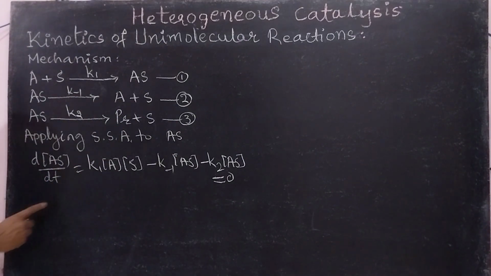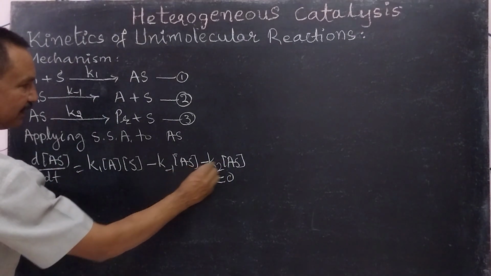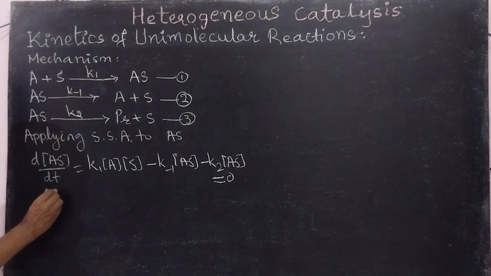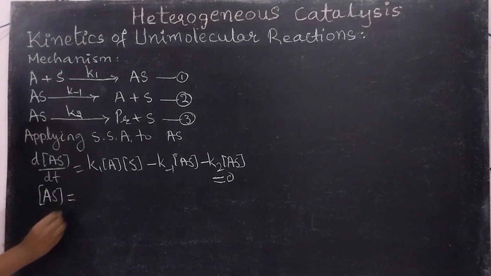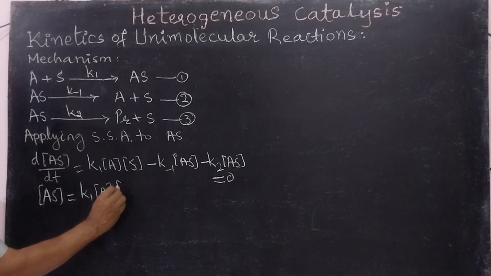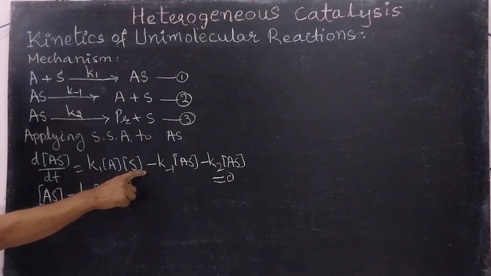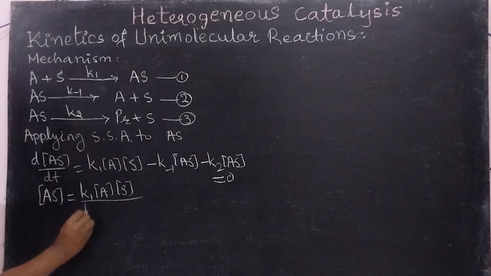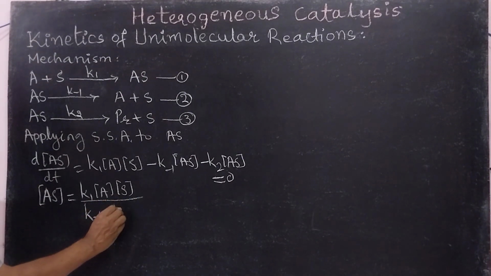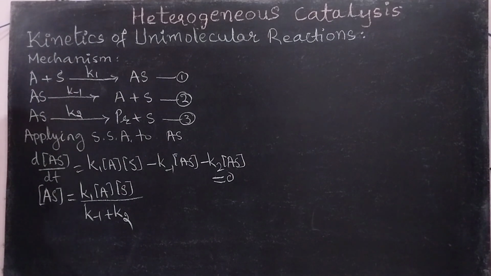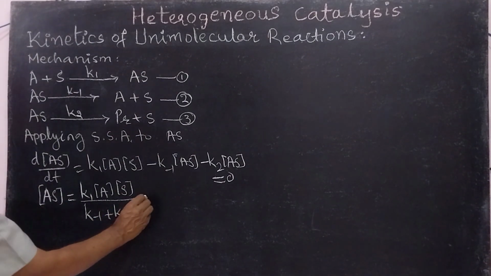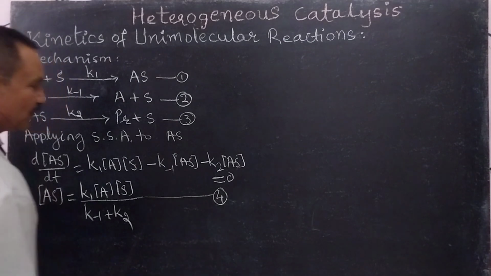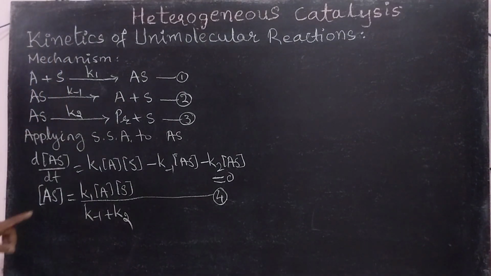On rearranging this, in both the cases AS is there, so we can take the intermediate complex AS as common. Then this becomes K1 into A into concentration of S, and this remains as it is. Then if you take that side, these two terms will be in the denominator, that is K minus 1 plus K2. We get this equation, suppose this is equation 4. By applying the steady state principle, we get the expression for the concentration of AS.